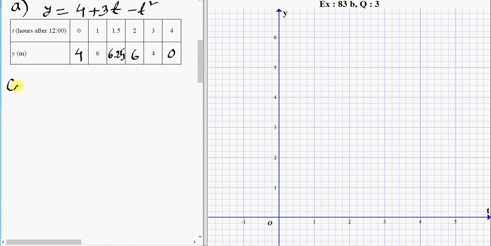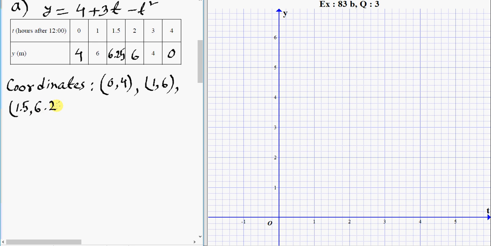So the coordinates are 0, 4, 1, 6, 1.5, 6.25, 2, 6, 3, 4, and 4, 0.